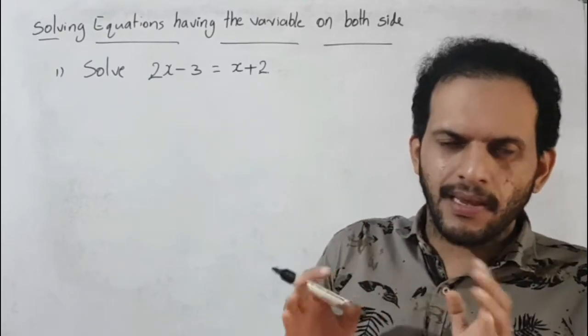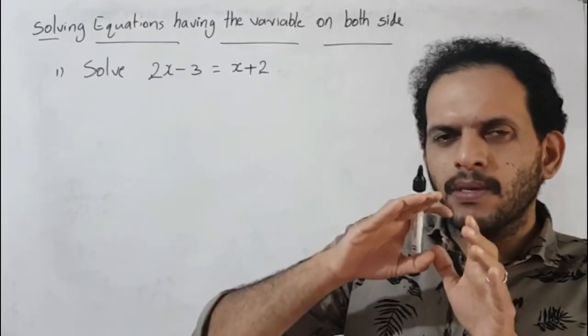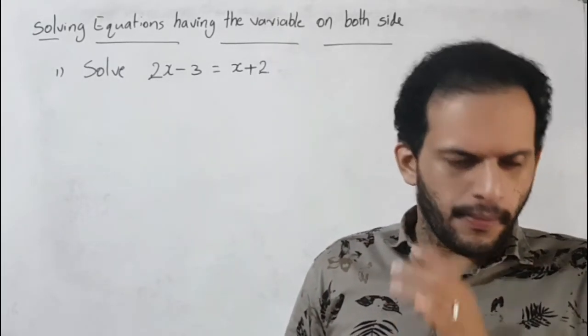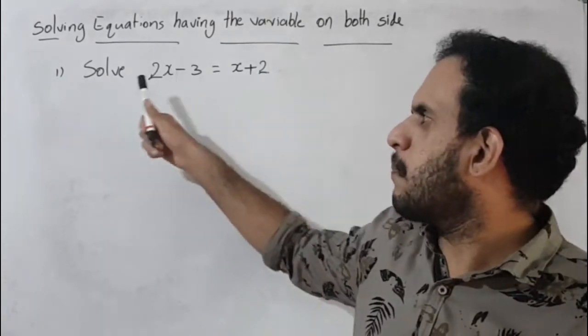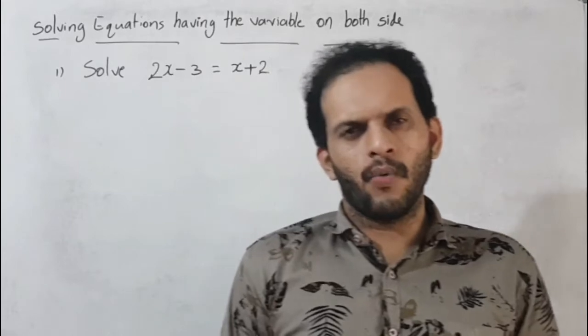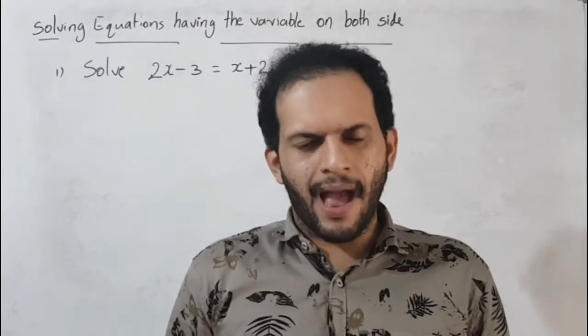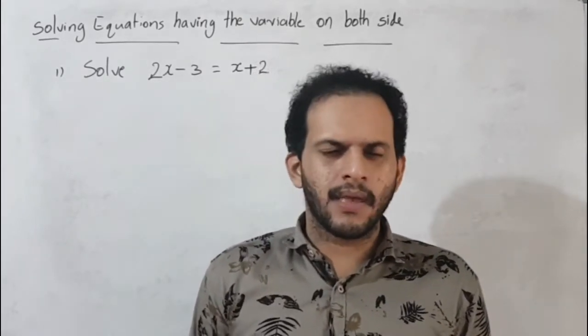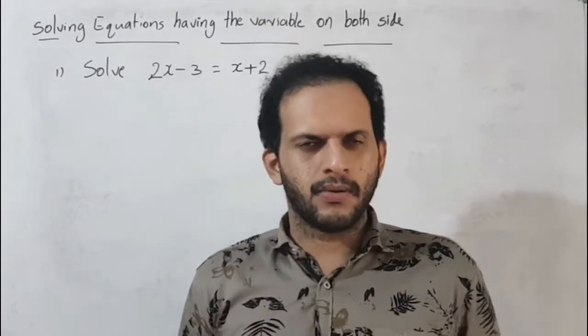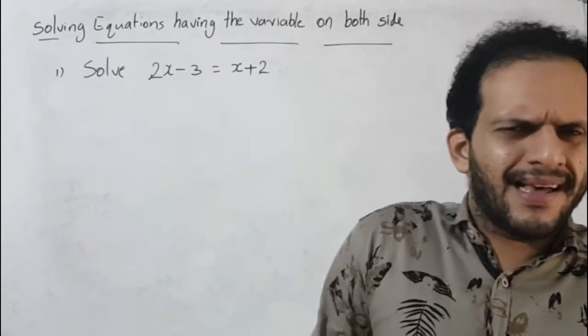In all those cases we had the variables only on one side of the equality sign, LHS or RHS. But here we have the variables on both sides of the equality sign. LHS and RHS both have a variable-containing term. That is the only difference. The ideas are the same.